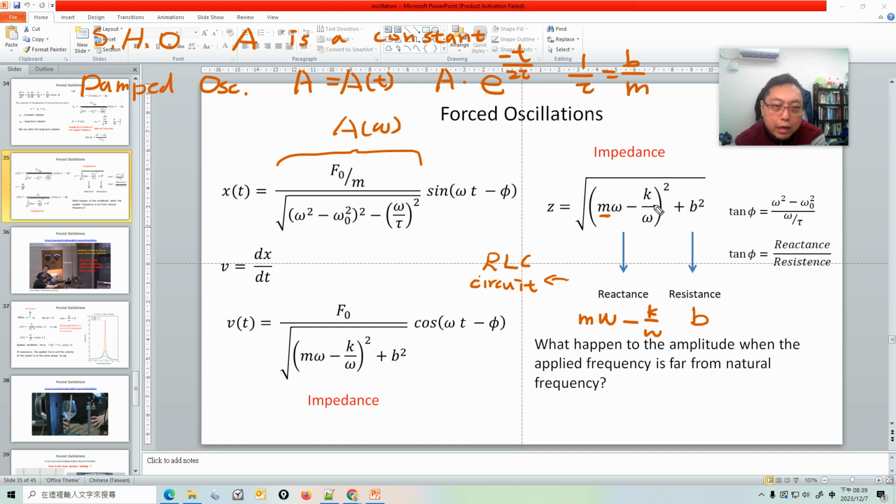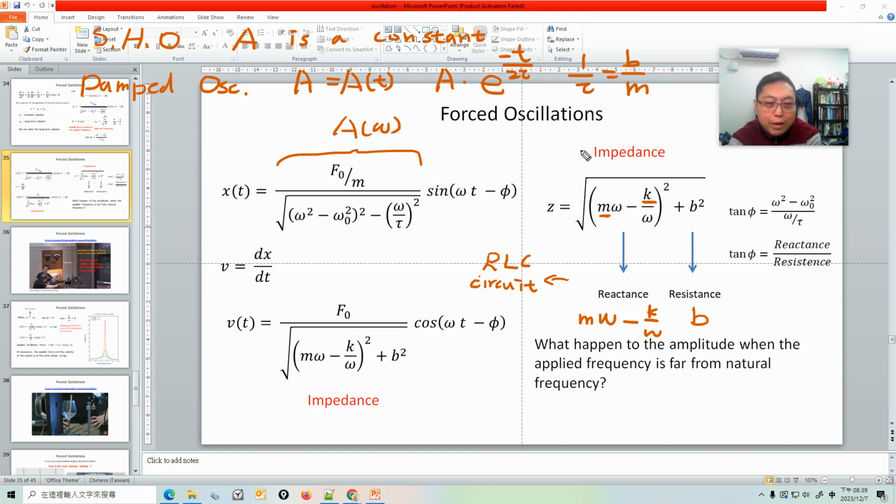And if your system has a large elastic constant or force constant, that means your spring is very hard. If your spring is very hard, when you apply a force to a very hard spring system, it's also difficult to make a change. That also means large resistance. So the force constant K, the mass, and the damping parameter can all be treated as some kind of resistance.